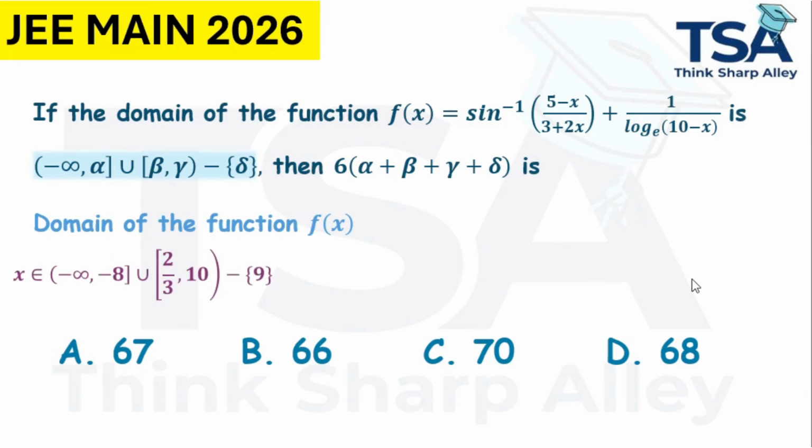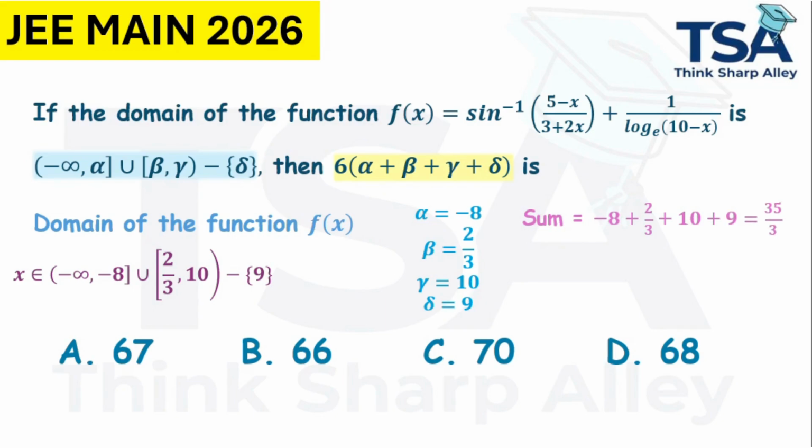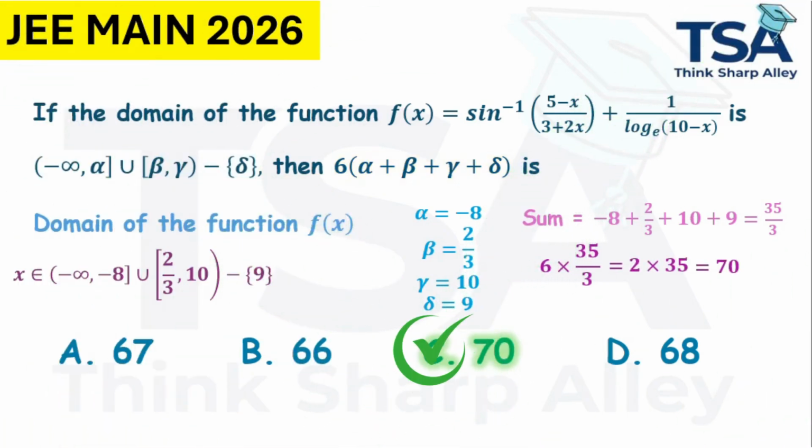And we get alpha is equal to minus 8, beta is equal to 2 by 3, gamma equal to 10 and delta equal to 9. But the problem asks for the value of this. So finding out the sum first, we get 35 by 3 and 6 times 35 by 3 gives us 70. So the correct choice for this question is option C, 70.